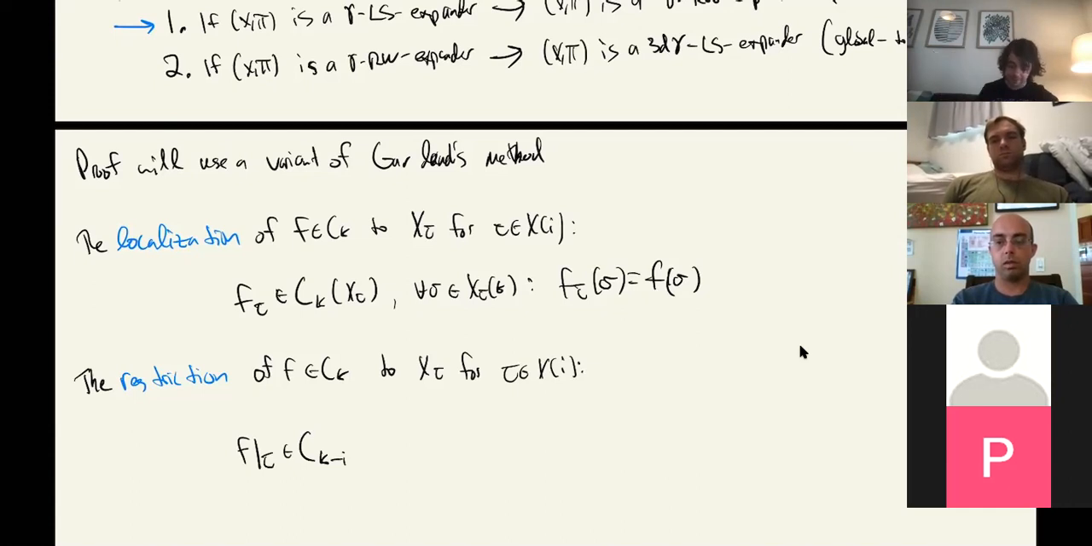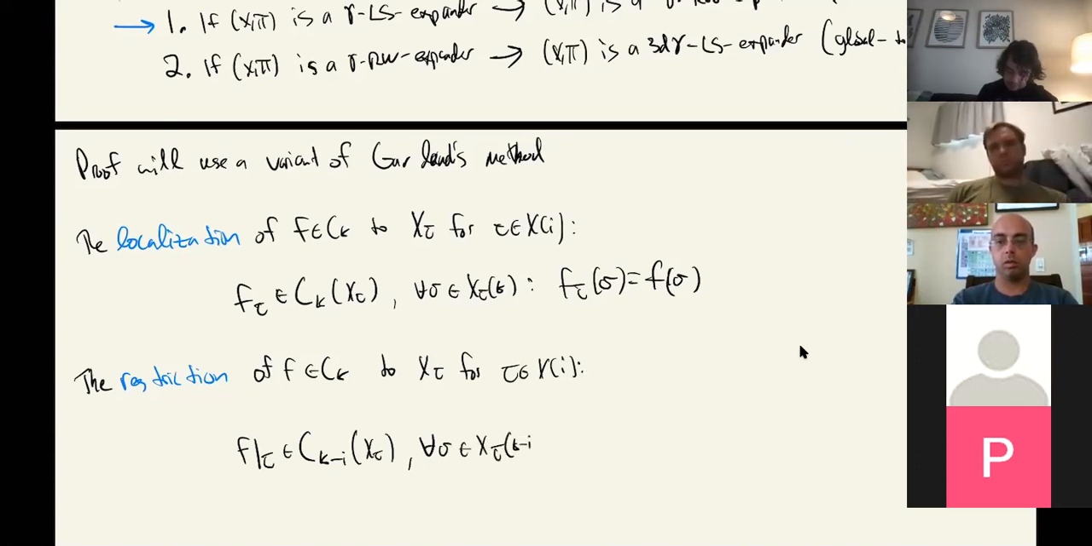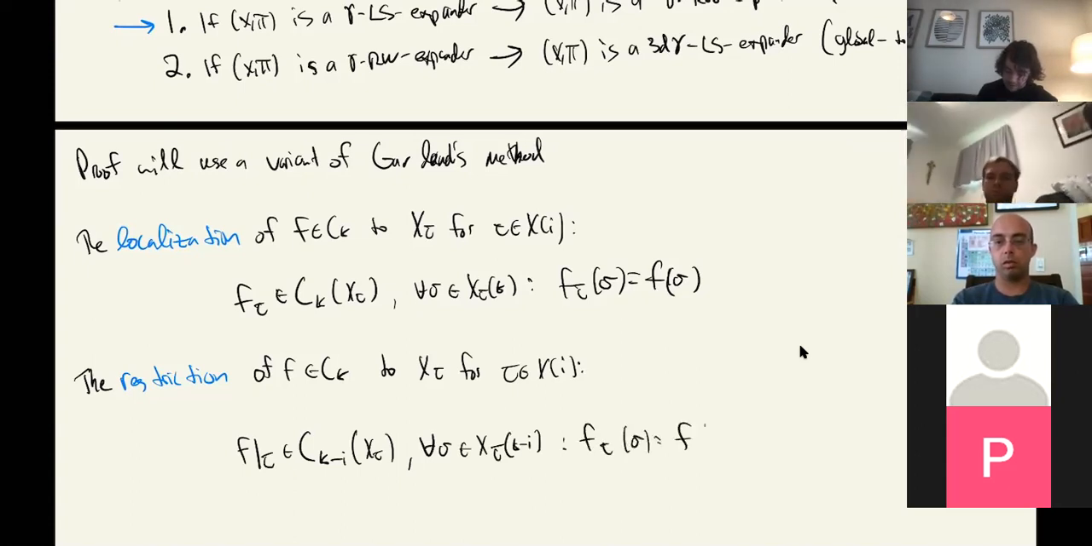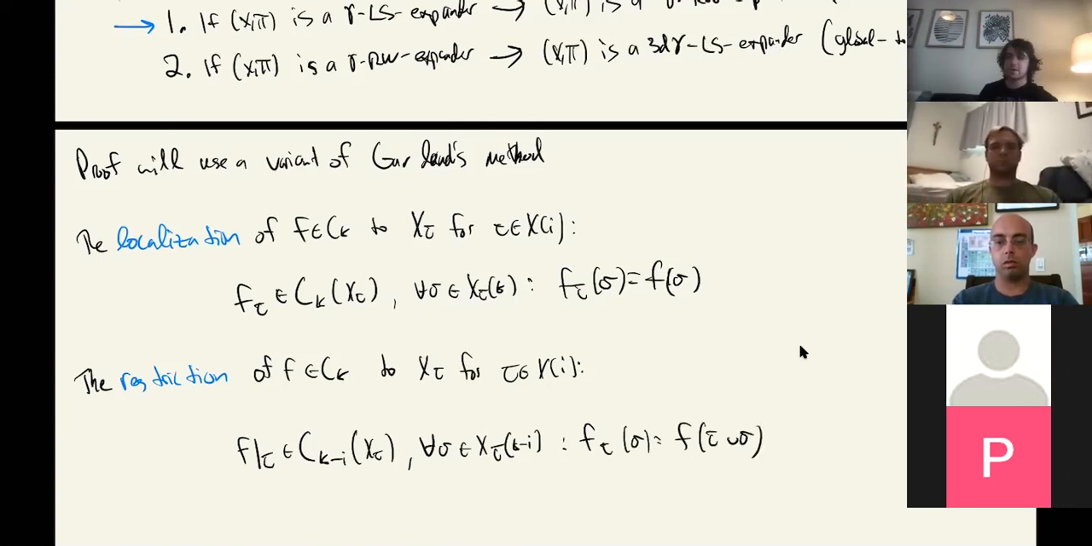We're going to add tau back in, where for all sigma in X_tau(k minus i), so this is a (k minus i)-face in X_tau, f bar tau of sigma is equal to f of tau union sigma, right? So in this case, it's really just a restriction. You're essentially restricting to the link of tau rather than a localization where we throw out tau. The difference here is a little bit subtle, so I'll try to draw a diagram to make it a little bit more clear.